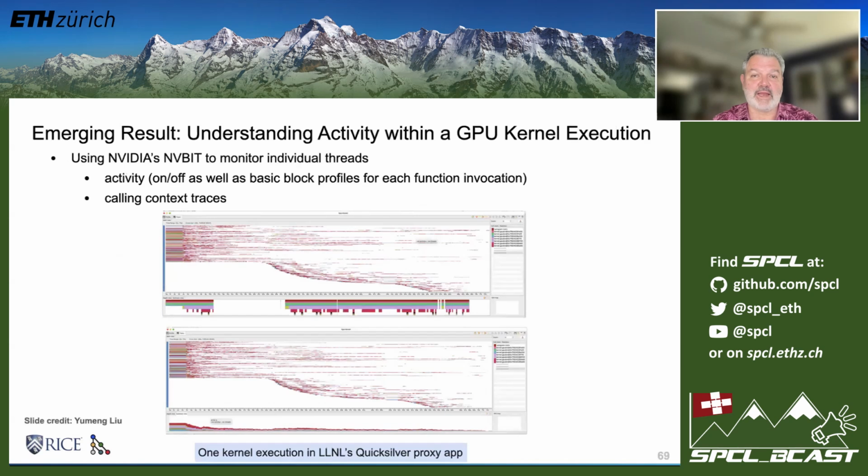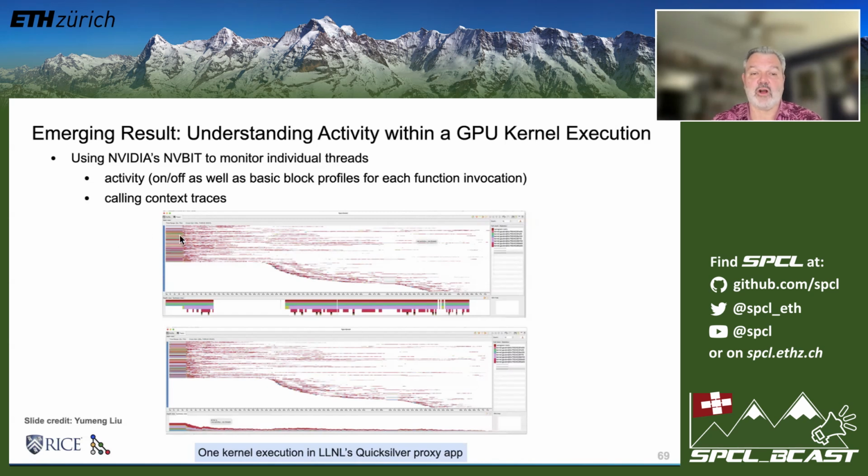is working on understanding activity within an individual GPU kernel. Now, some kernels, like vector add, everybody who is computing on a position less than the end of the vector just performs the same code. For this dynamic Monte Carlo code, Mercury and its proxy application Quicksilver, they're running a Monte Carlo solver inside the kernel.